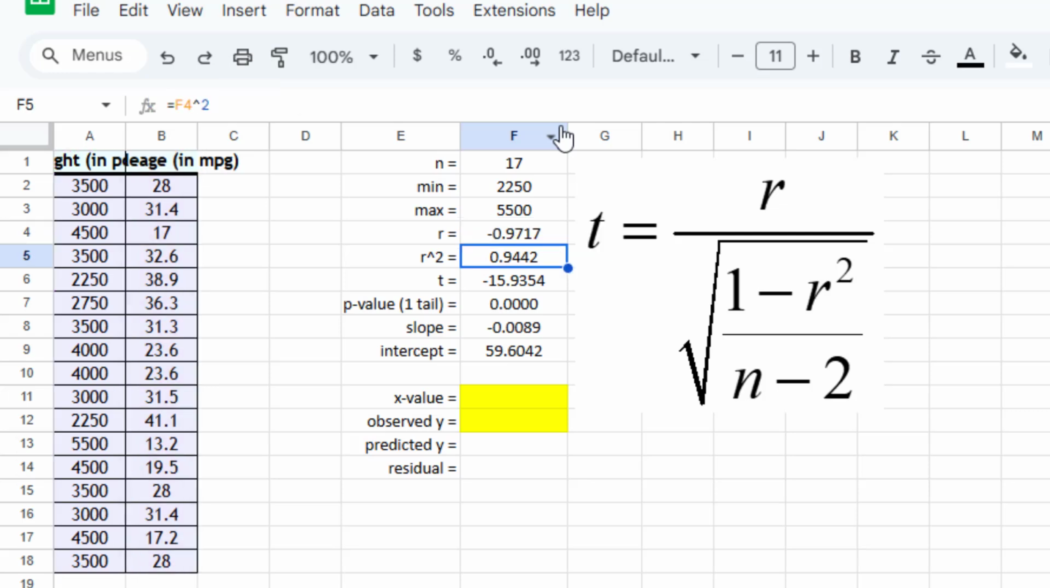So that's just kind of a weird thing where it's backwards. This is r squared, our coefficient of determination, which I'm literally just taking the cell above it and squaring it.